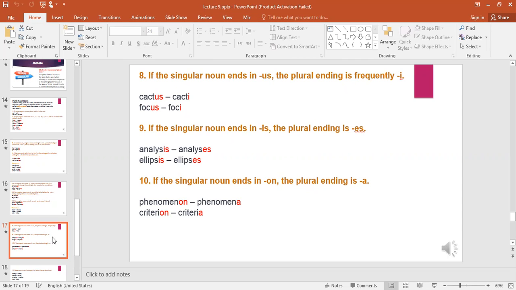If the singular noun ends in is, then the plural ending should be es. So like in analysis, you change the is at the end of the word into es. Like in ellipsis, you change the is at the end of the word into es. If the singular noun ends with on, like in phenomenon, you change the on into a. Like criterion, criteria, so you change them into a, okay?